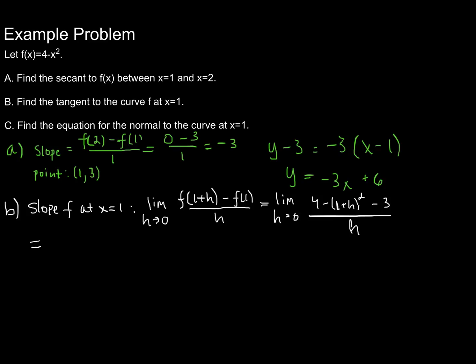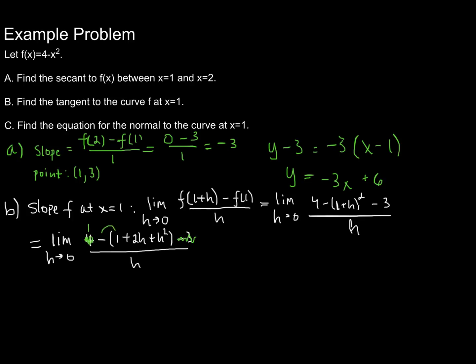I'll come over here. I'm going to go ahead and square that first piece out. So I'm going to have the limit as h approaches 0. Here I'm going to have 4 minus whatever I get from 1 plus h squared, which is going to be 1 plus 2h plus h squared, minus 3 divided by h. Okay? And I can already see how this is going to help me out. 4 minus 3 is going to be 1. So let's just go ahead and make that change now. 4 minus 3 is 1.